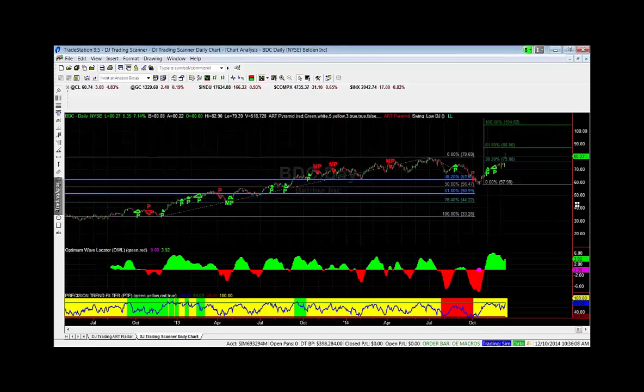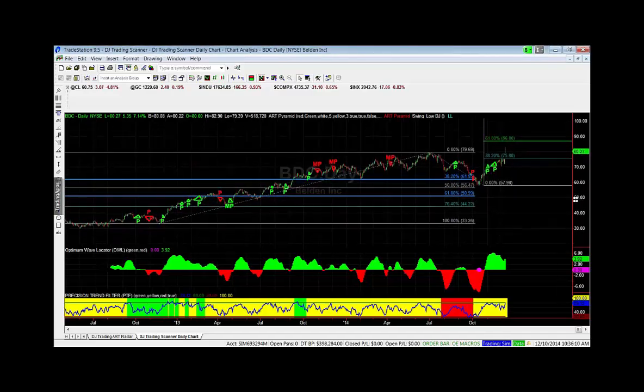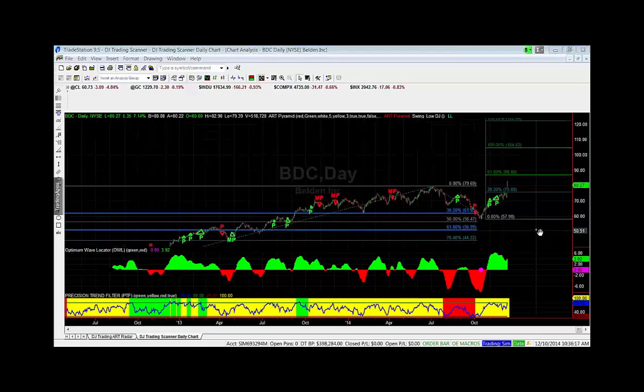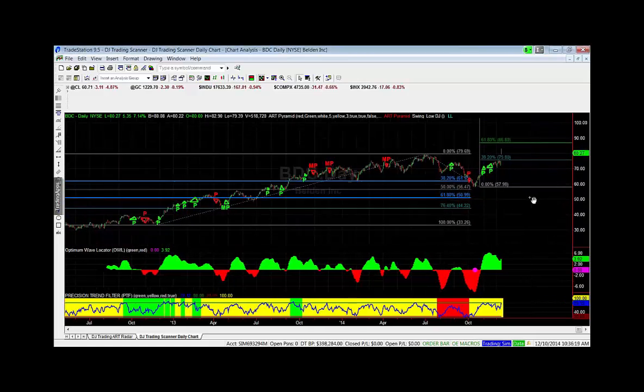So it's fun to come to these and to learn, but it's also fun to get some trading ideas that you can act on right away. So I'm showing a daily chart on the stock here. It's Belden Incorporated, symbol BDC. And there's a lot to like about this. I use the enhancers, the OWL and the PTF.